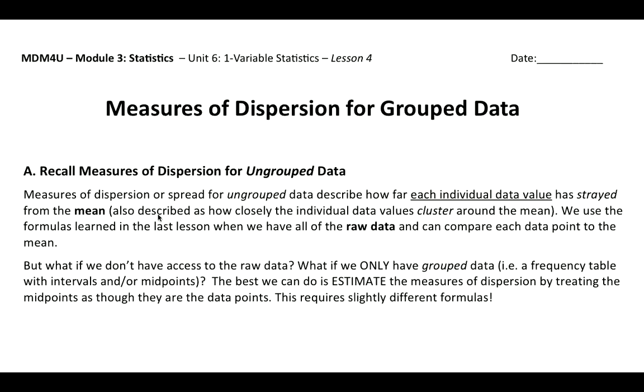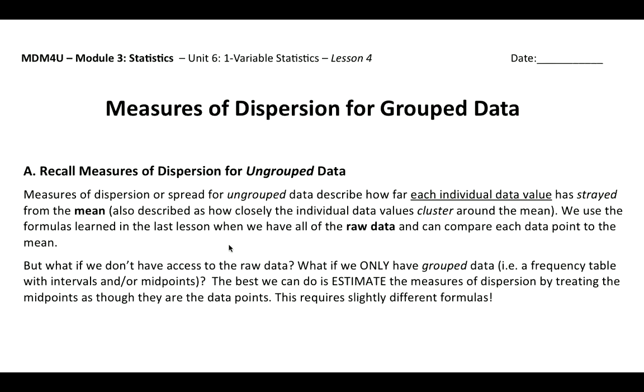So let's recall measures of dispersion. Measures of dispersion for ungrouped data, or raw data, we've been calling it, takes each individual data point and says, how far have you strayed from the mean? And so when you've got each individual data point, you can do that because you've got all your raw data and you can just compare each one.